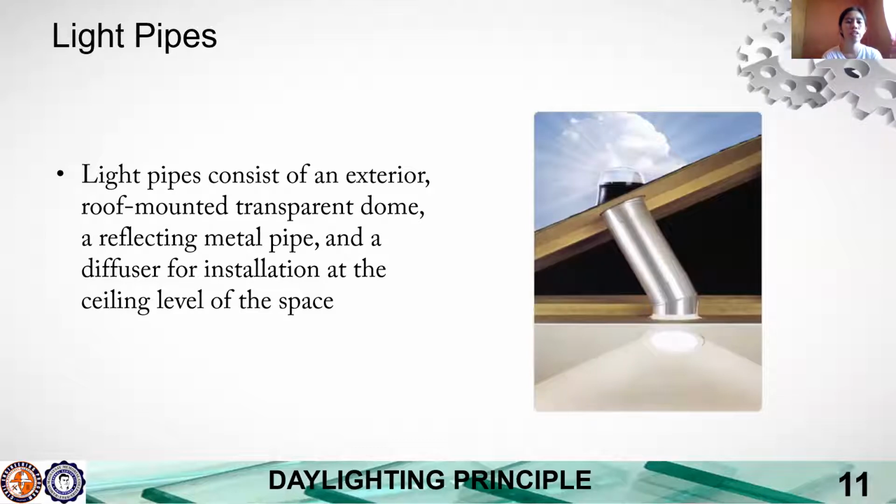light pipes. A light pipe consists of an exterior roof-mounted transparent dome, a reflecting metal pipe, and a diffuser for installation at the ceiling level of the space. The pipe may be rigid or flexible. Flexible pipes are easier to install, but they suffer more light loss from increased light absorption from reflection and scatter on the inside surface of the pipe wall.